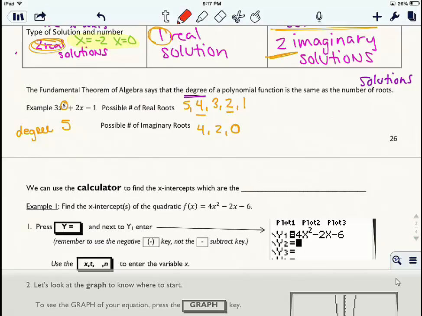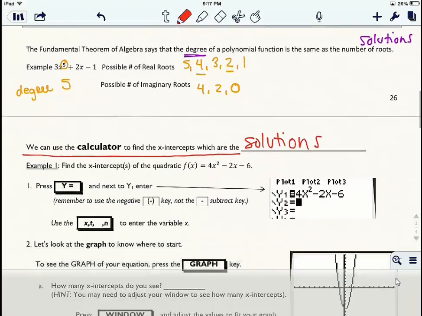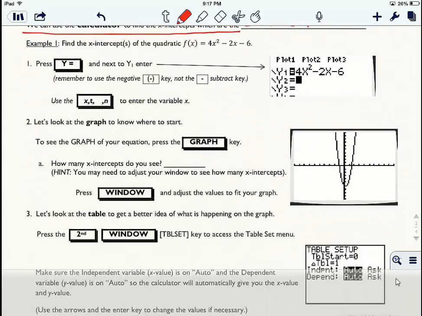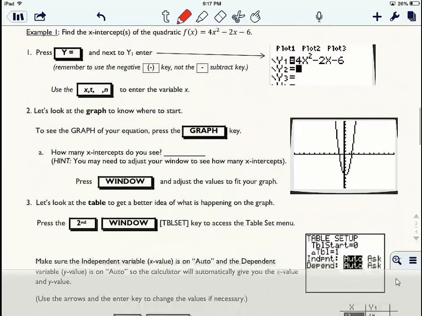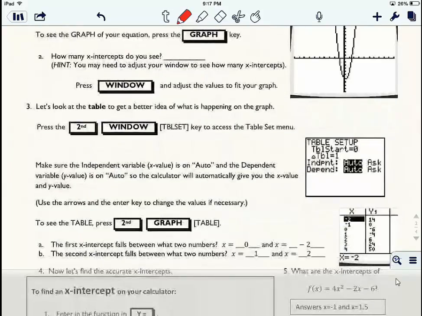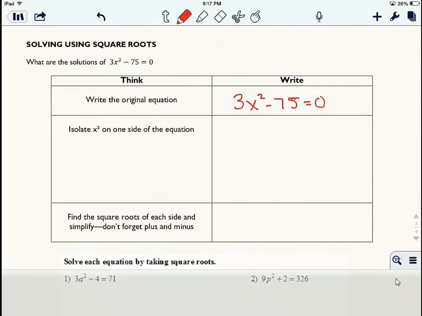This next page is all about the calculator. We can use the calculator to find the x-intercepts, which are the solutions. They're also called roots. So I'm going to let you take a look at this, but it walks you through everything that we've done, plus some more. And we're going to skip down here to using square roots to solve a quadratic equation.